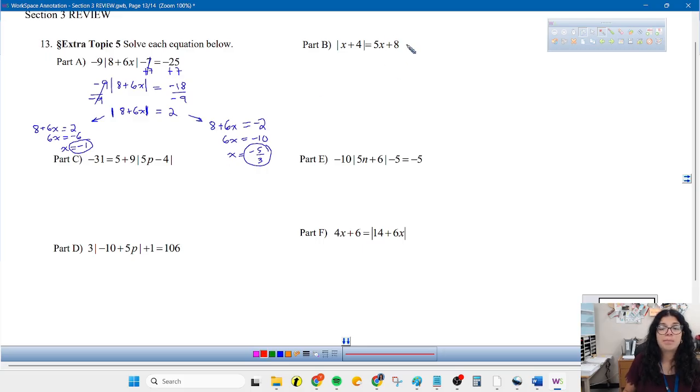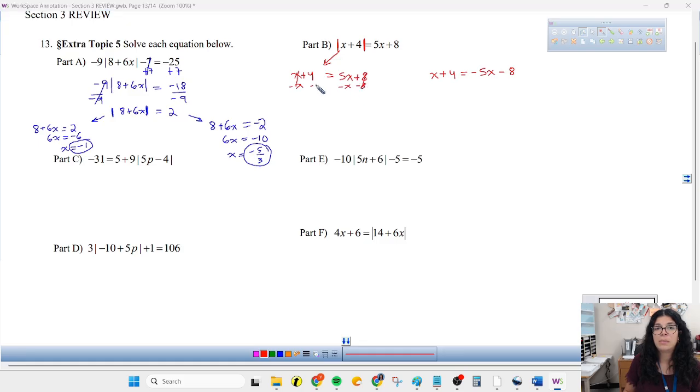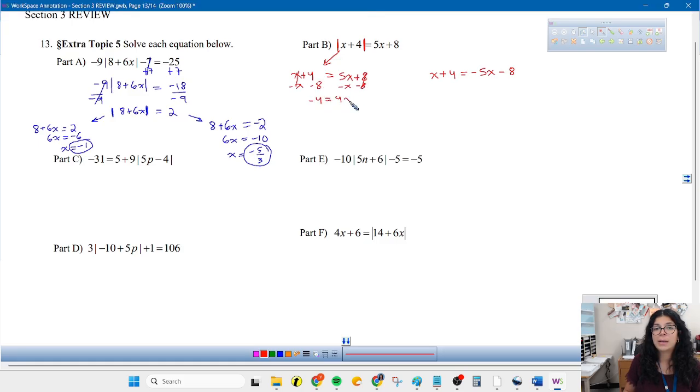Next, let's do part B. So on part B, the absolute value is already isolated. So what's inside of the absolute value can equal the positive 5x plus 8, or it can also equal negative 5x plus 8, which would change the sign of both the 5x and the 8. So I have my two equations to solve. On the one on the left, I subtract x on both sides, and subtract 8. So I get negative 4 is equal to 4x. Divide by 4, x equals negative 1.